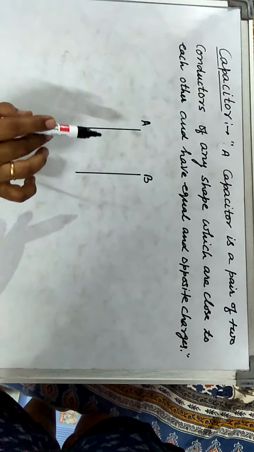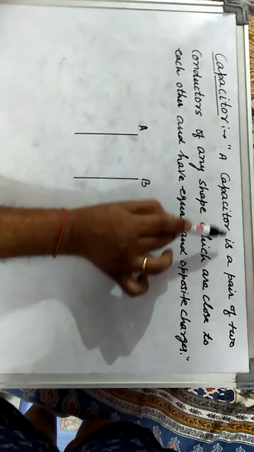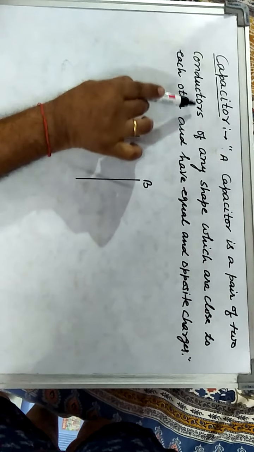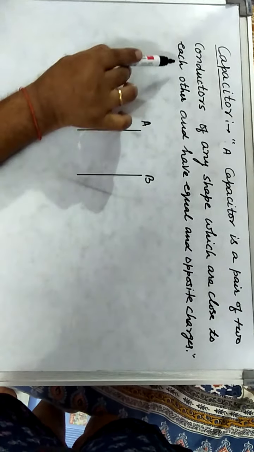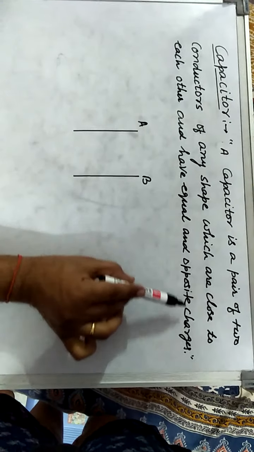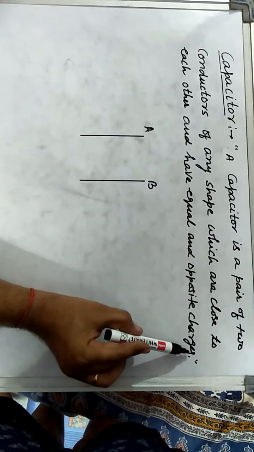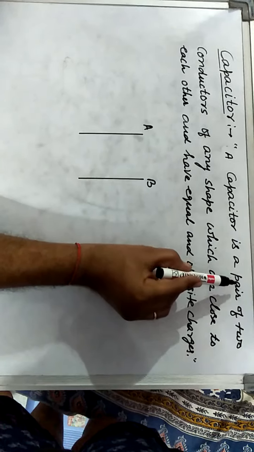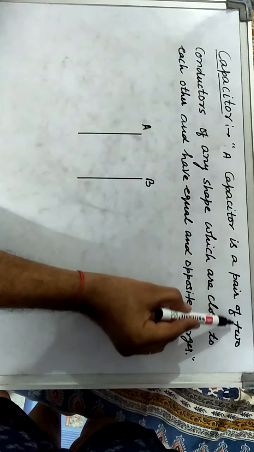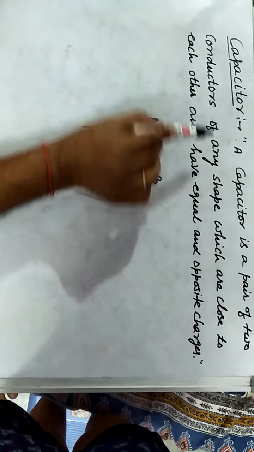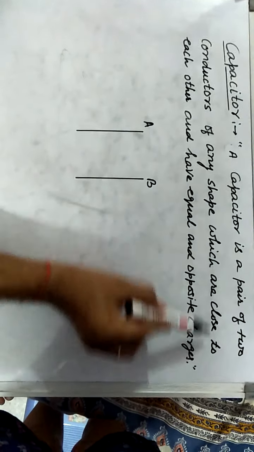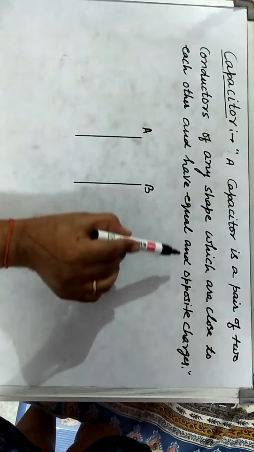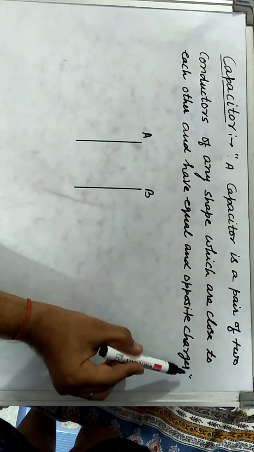According to the definition, a capacitor is a pair of two conductors of any shape which are close to each other and have equal and opposite charges. It means, what is the condition for a capacitor? There will be a pair of two conductors, and there is no restriction about their shape, but both are close to each other and have equal and opposite charges.